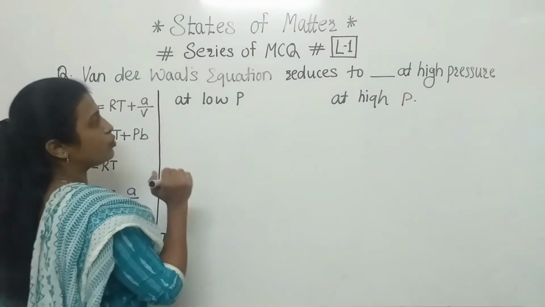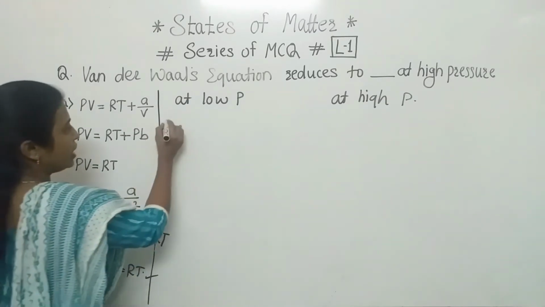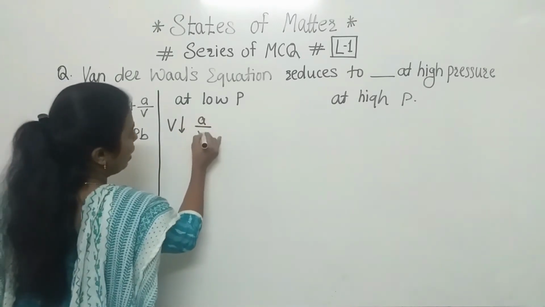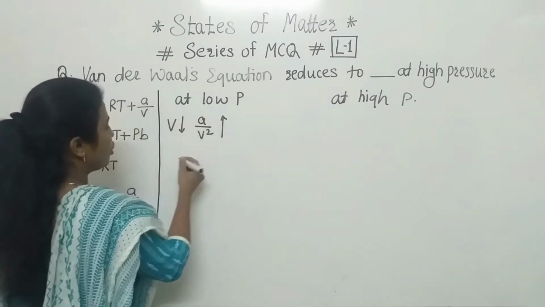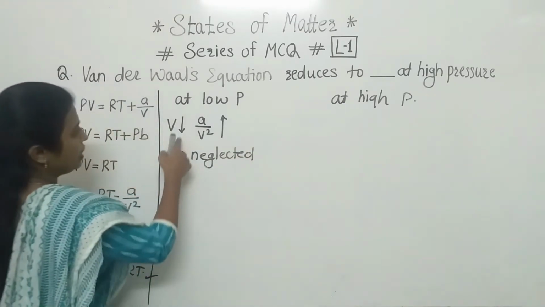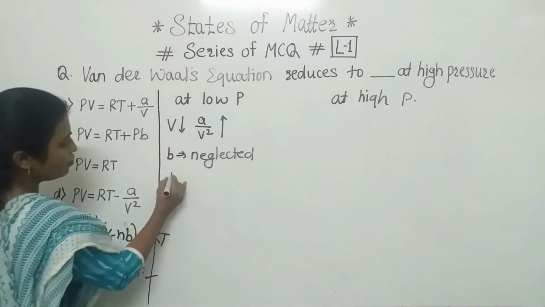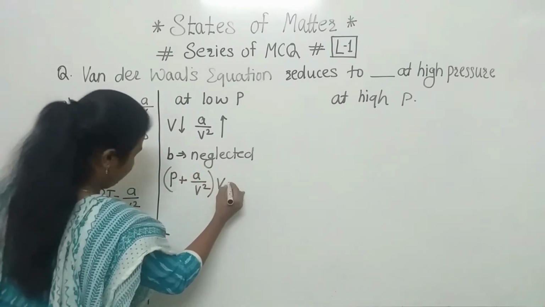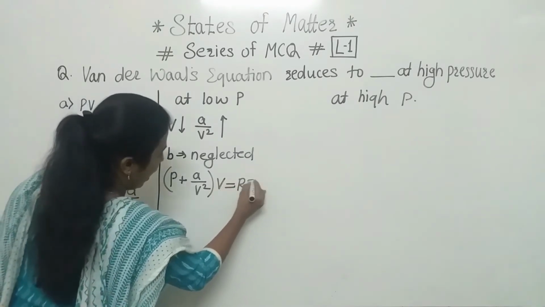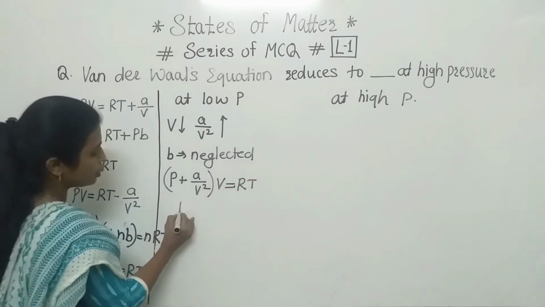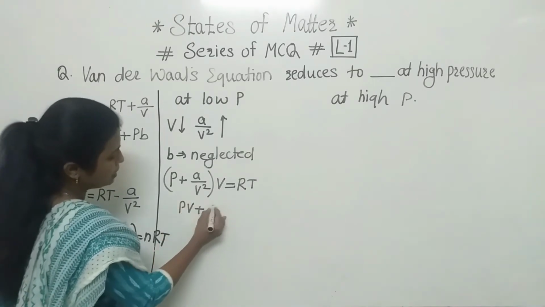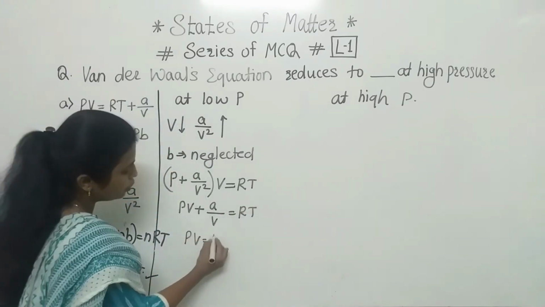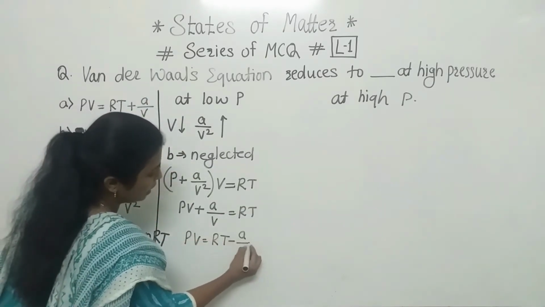If we consider the van der Waals equation at low pressure, at that time volume decreases, and as the volume decreases, a/V² increases, and because of that b is neglected. So the equation will become (P + a/V²)V = RT. Simply, if we modify this equation, then it will be PV + a/V = RT, so PV = RT − a/V.